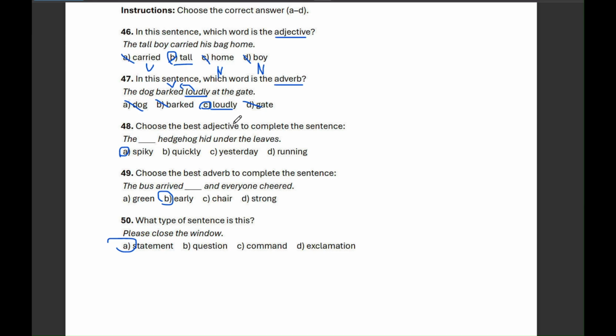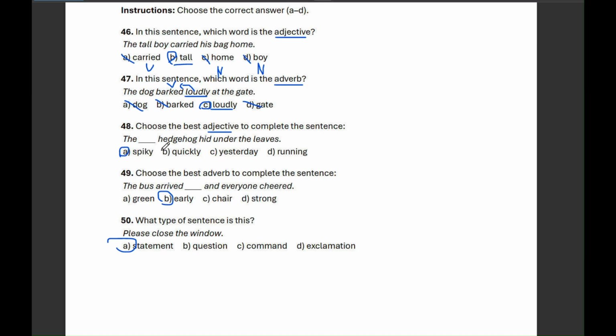Question 48. This question asks us to choose the best adjective to complete the sentence. The blank hedgehog hid under the leaves. Our options are A, spiky, B, quickly, C, yesterday, and D, running. We must carefully consider the choices.